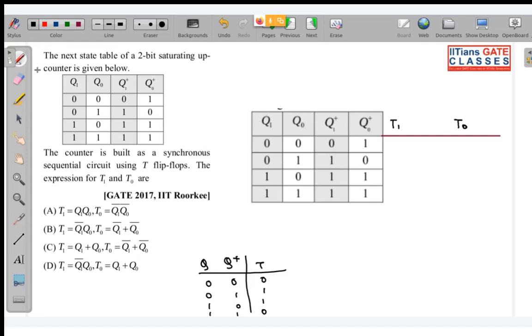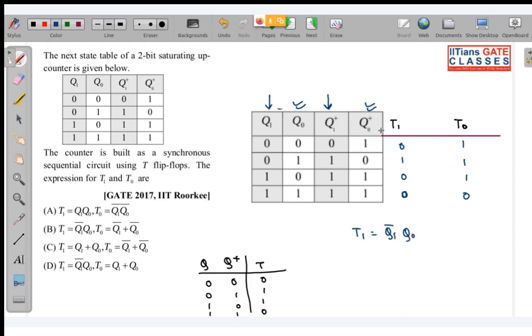So B, Shruti is telling. Look over here, everyone. We need to find T1. So look at these two. This is 0, this will be 1, this will be 0, and over here this is also 0. Fine. And for T naught, we need to look at these two columns. So this will be 1, this will be 1, this will be 1, and this will be 0. So T1 is equal to Q1 complement Q naught.